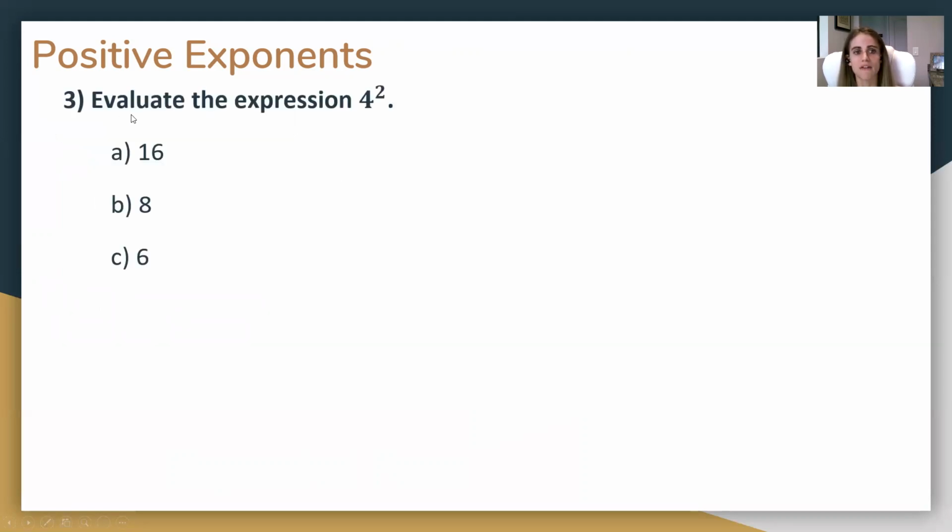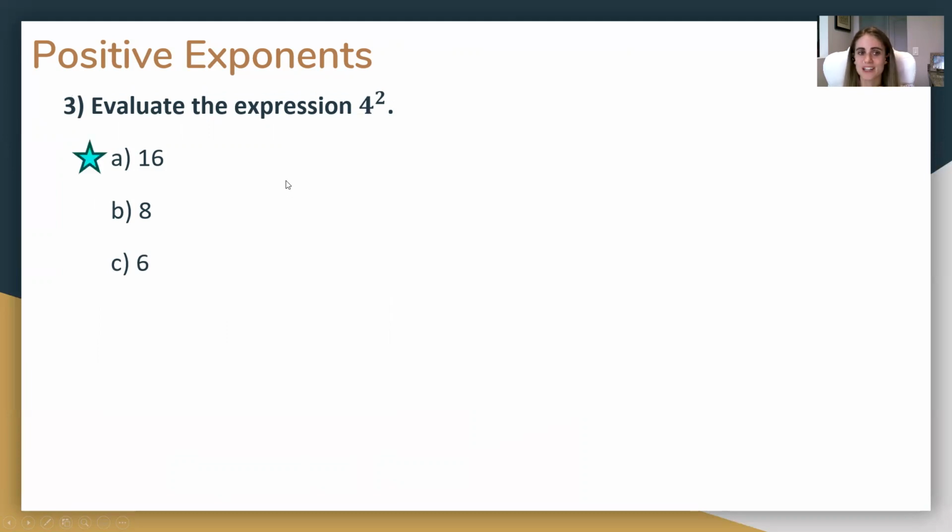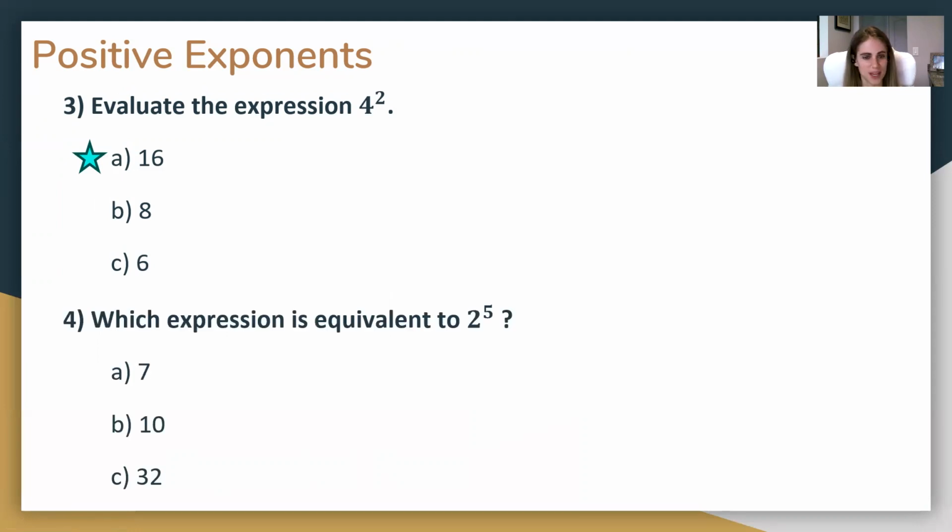Let's try this one. Evaluate this expression, 4 squared. 16. Because 4 times 4 is 16. Good. Hopefully you guys got that one right. All right, which expression is equivalent to 2 to the 5th? This one you'll probably have to pause to work out. What is 2 times itself 5 times? 32. Very good. And if you didn't quite get that, that's fine. Take a pause, rewatch, go back to the OMHS lessons, okay?